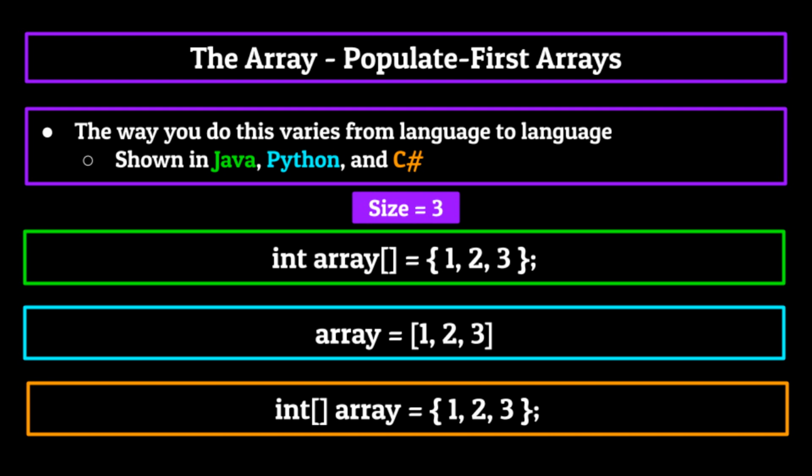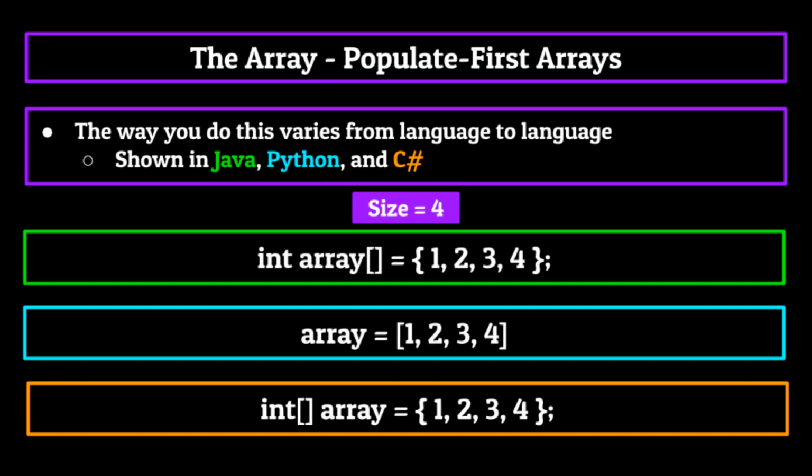If we were to, say, go back and add in a 4th number, where we define the array, the size would dynamically increase to 4 the next time we run the code.